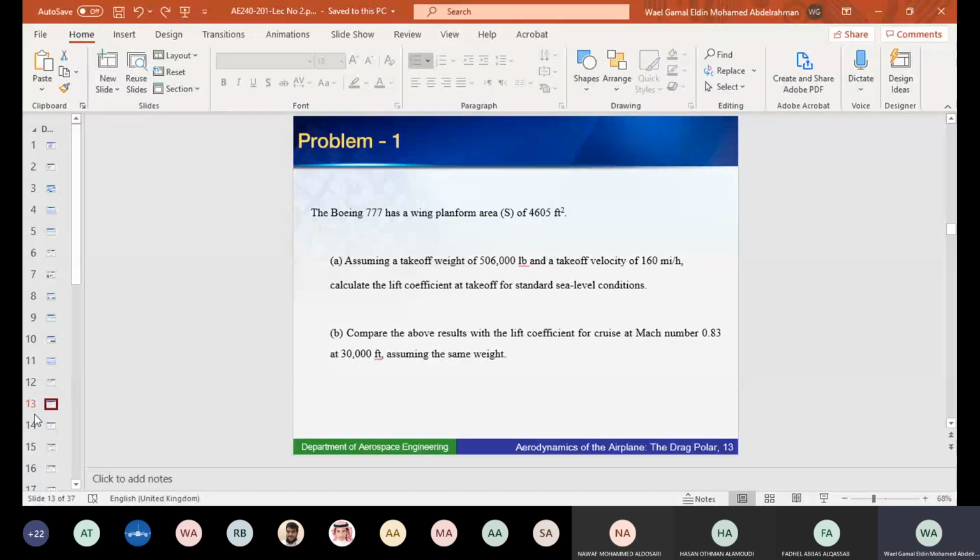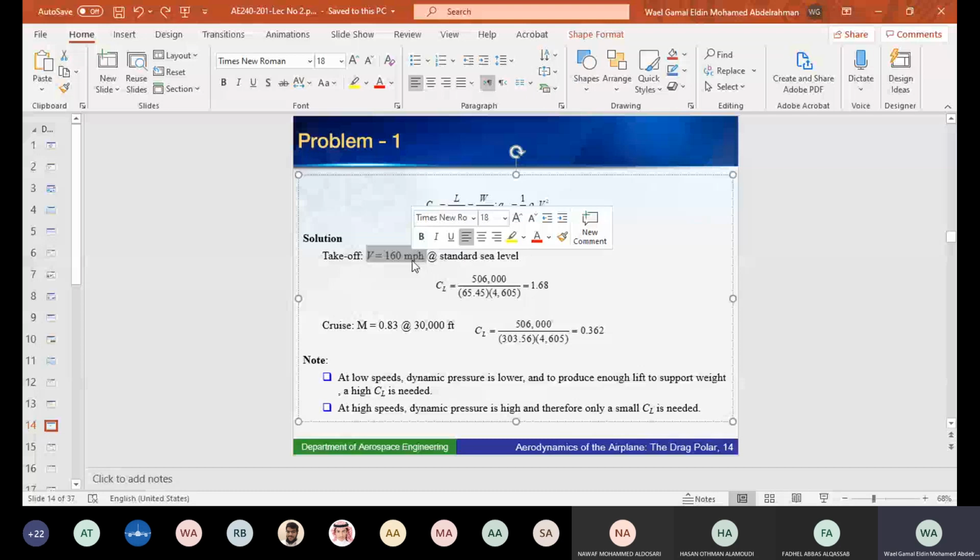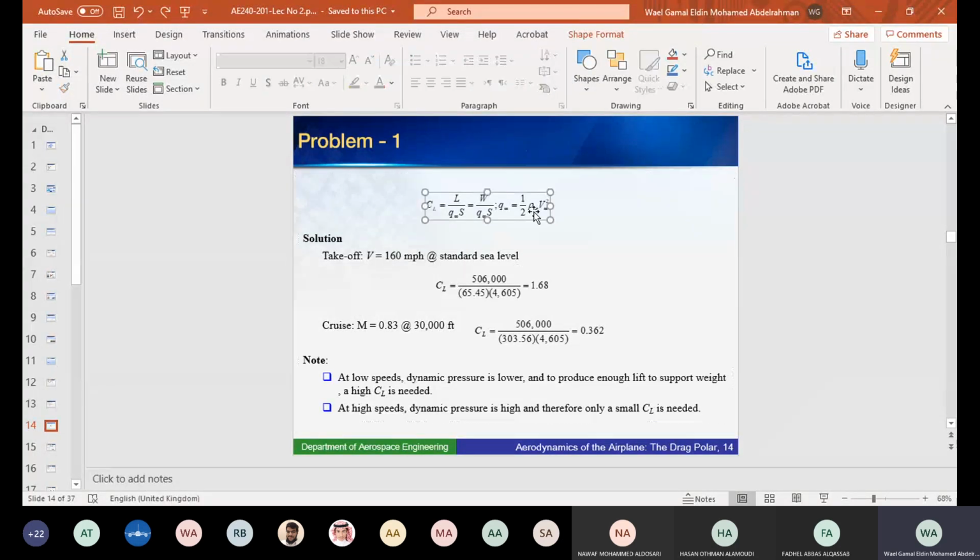As your colleague mentioned, here we have the speed, but maybe I need to convert it to meters per second. So I need some conversion table. I have the density at sea level, so I know the dynamic pressure. I have the lift is equal to the weight. I have the wing area, the only unknown is CL, turns out to be 1.68.